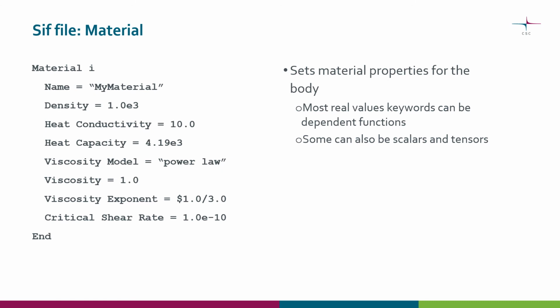For instance, here we would have some material parameters for the heat solver, heat conductivity, heat capacity, and then we have some material parameters for the Navier-Stokes solver, the viscosity model, and here we have some power law model, which then requires some additional parameters. But this is highly dependent on each solver.